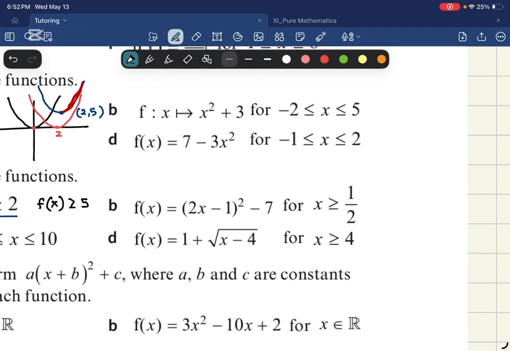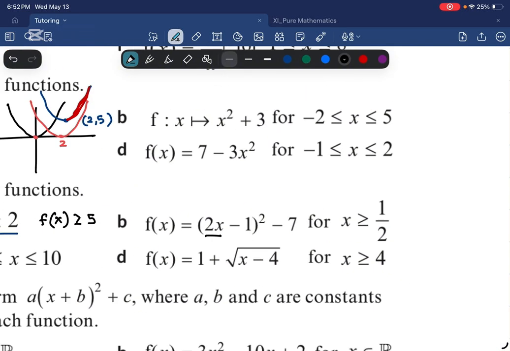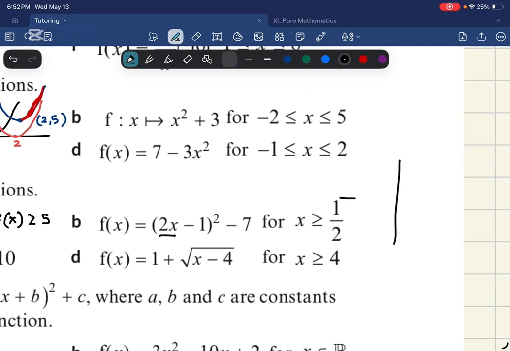7b. So 2x² just stretches my graph. I don't really need to worry about that. So 2x² would also look something like this. Minus 1 basically means I need to shift it 1 unit to the right. Something like this. And then minus 7 means 7 units down. So my graph looks something like this, as represented by the green curve.